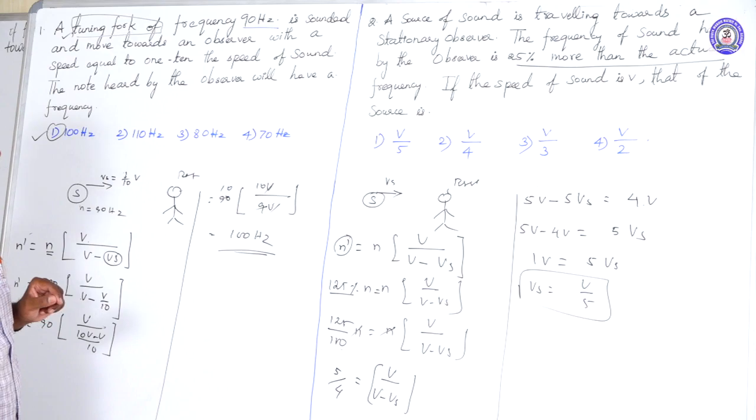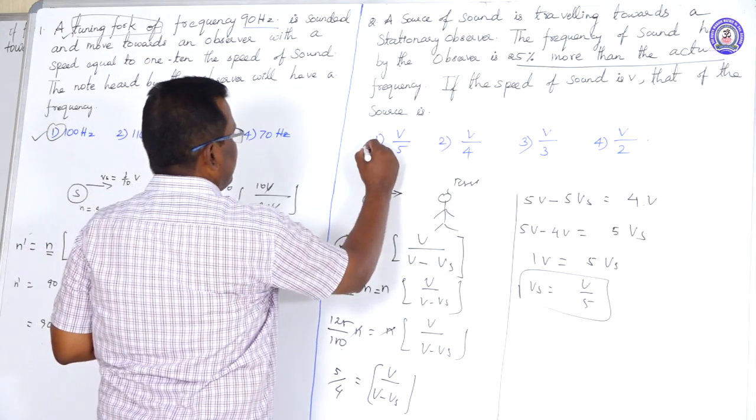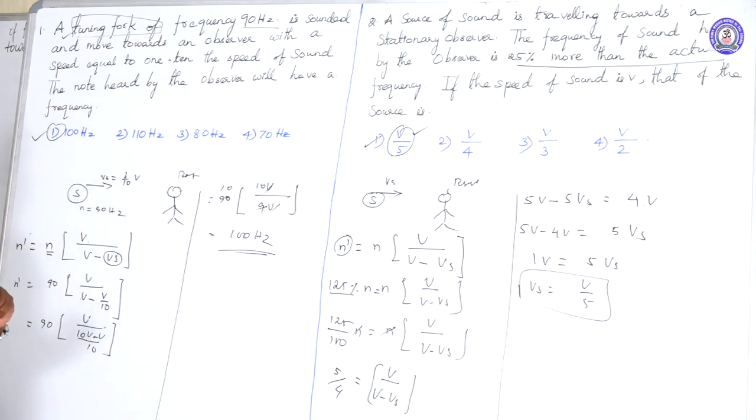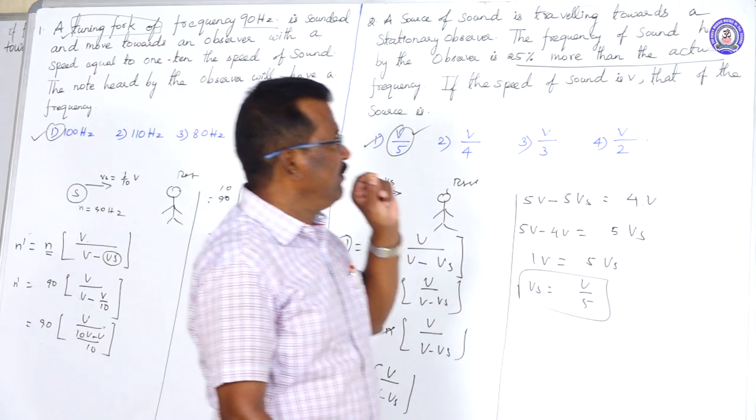Select the answer from the four. So the first option, v by 5, is the correct answer. Okay, move to the next one.